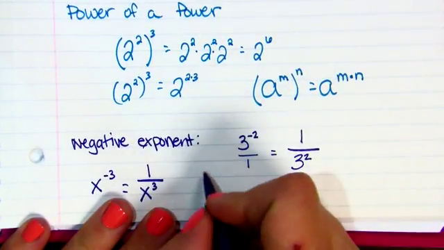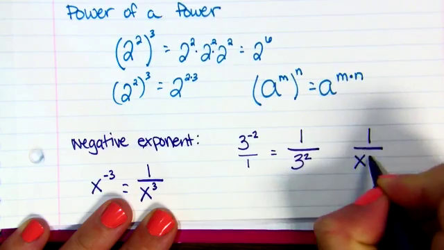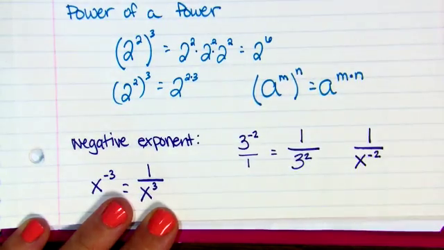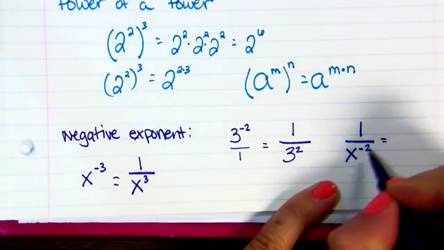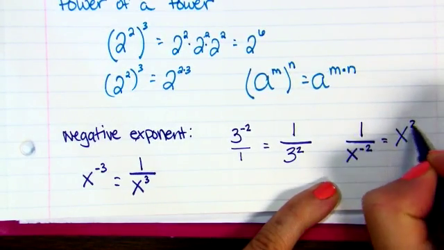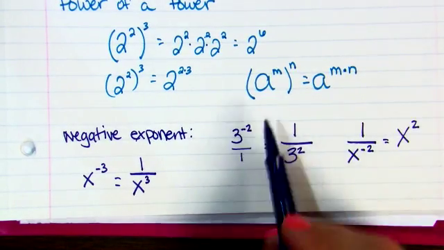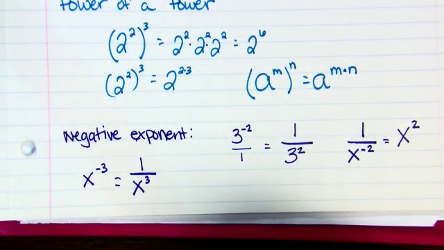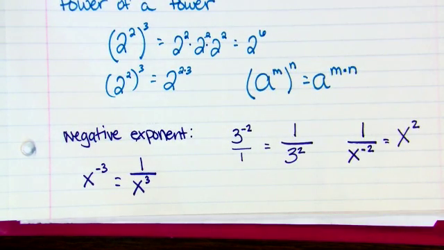If I have a negative exponent in the denominator, 1 over x to the negative 2, then when I make this exponent positive, I'm going to flip it over, and I get x squared over 1, or just x squared. So that's what the negative exponent is telling me to do. I'll do a couple examples in a second with negative exponents so you can see how you'll see them more often.